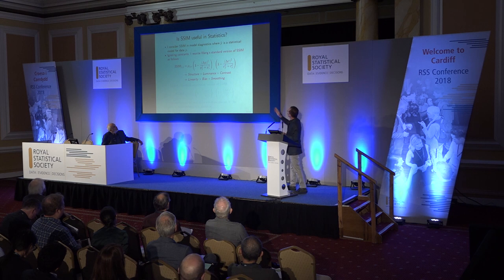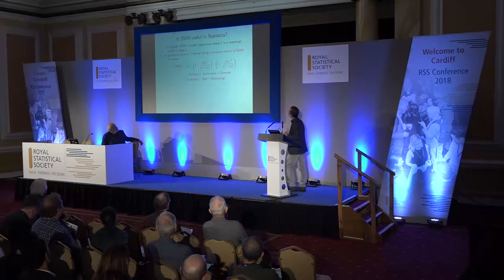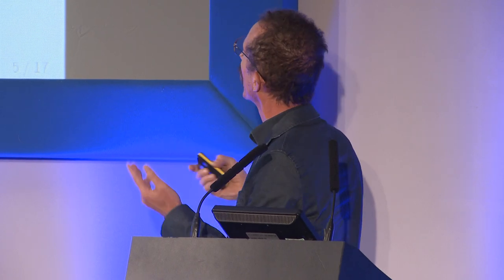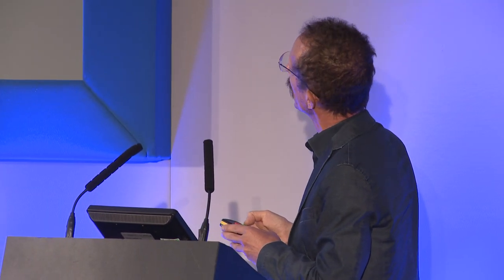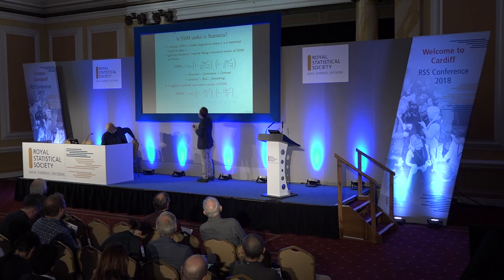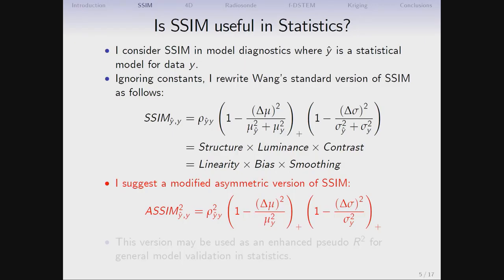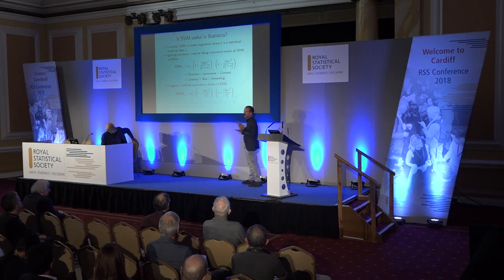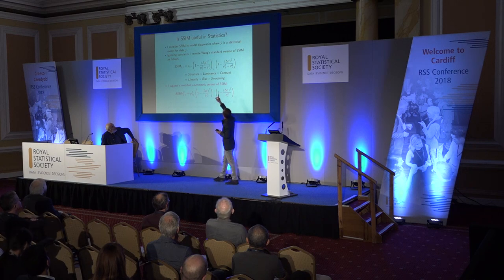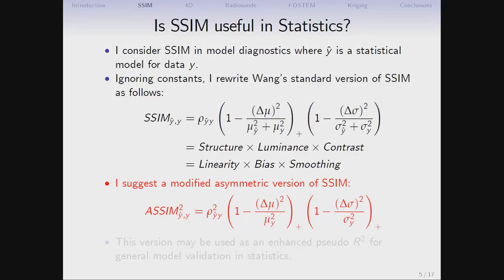In image analysis, these three components are well known. First is structure, then luminance, and then contrast. In a statistical context, I prefer to call them linearity, bias, and smoothing or scale. But if we use this from a statistical perspective, I prefer a small variation of this index. The first thing that I would like to put is a square here, because the second and third elements are squared, but the first one, although all are relative numbers, is not squared. The second point is to use an asymmetric version, because Y and Y hat from this perspective are not on the same ground. And these denominators here are smaller, so this index is more severe than the first one.